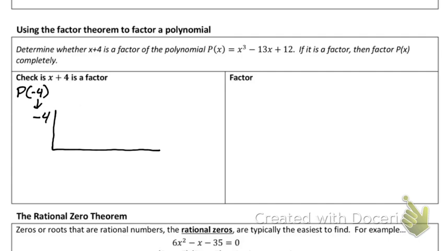The way I think of that is I'm looking at what I plug in for x that would make this 0. And so I'd be using a negative 4 to make it 0. So we have x cubed minus 13x plus 12. Well, we have 1x cubed. Don't forget about your 0x squared, negative 13x, and 12 constant.